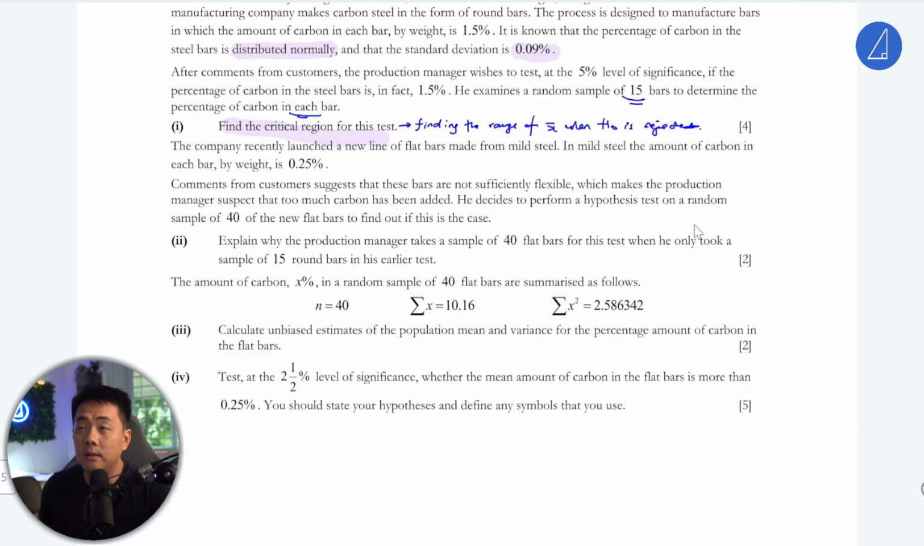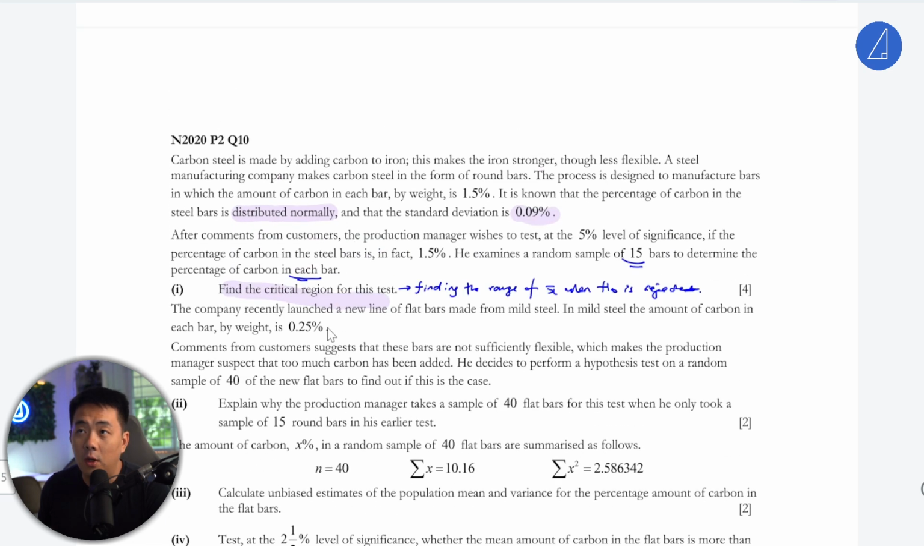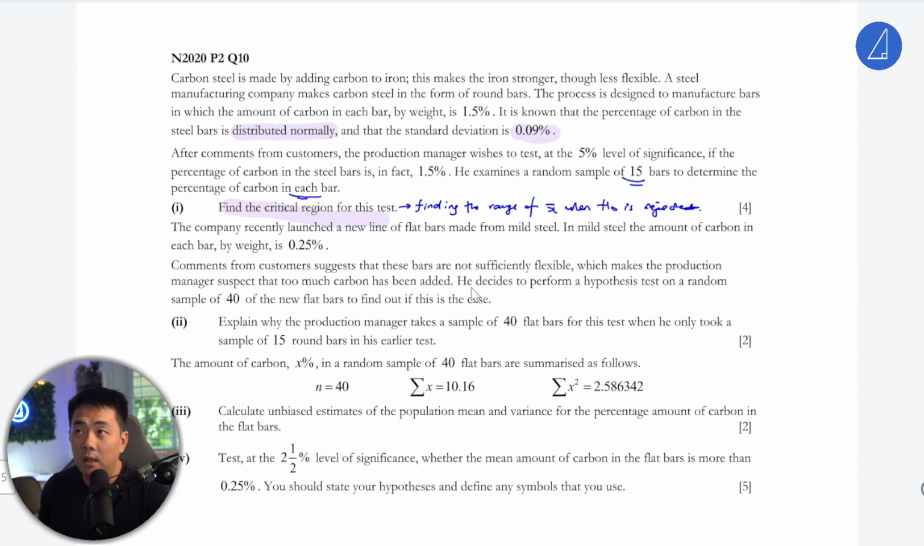After comments from the customer suggest that these bars are not sufficiently flexible, the production manager suspects that too much carbon has been added. Sorry, the company recently launched a new line of flat bars made from mild steel. In the mild steel, the amount of carbon in each bar is weighed by 0.25%, as compared to 1.5% of carbon steel, right? So given the comments, he decides to perform a hypothesis test on a random sample of 40, because the customer suggests that these are not sufficiently flexible, which makes the production manager say that too much carbon has been added.